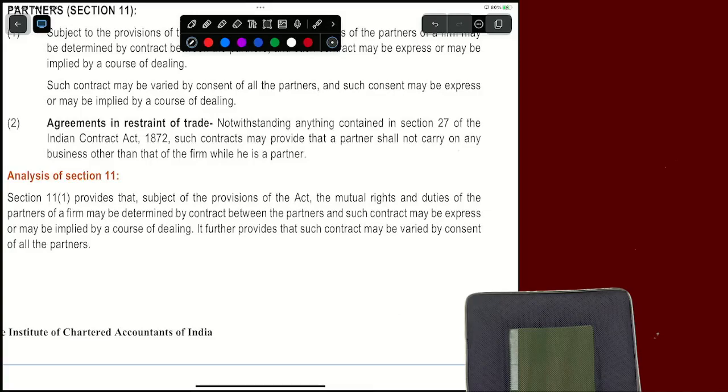That's why generally whenever you enter into a partnership, they will write an agreement saying that if you are a partner with us in the firm, you are not allowed to do your own practice as a CA again.